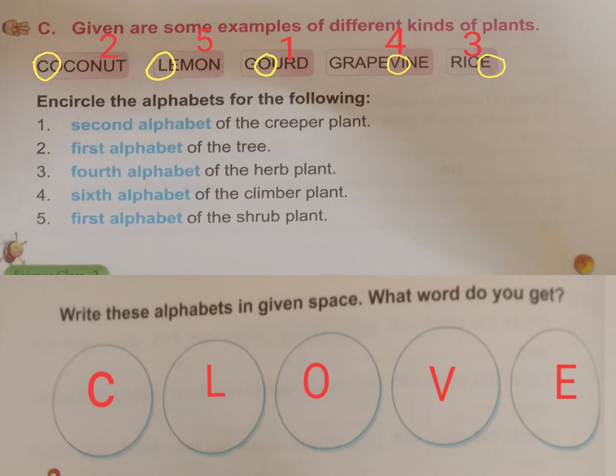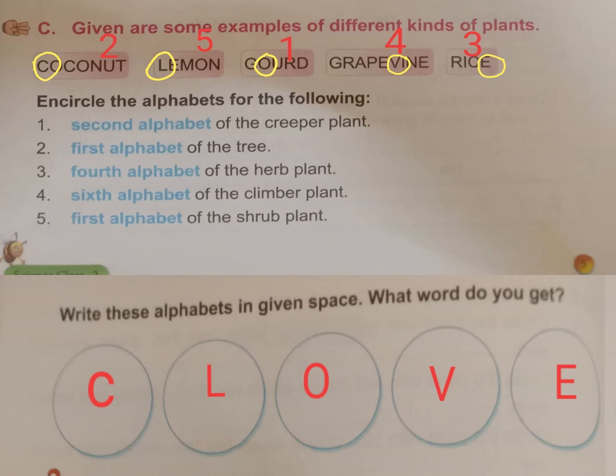Okay. Now third one, fourth alphabet of the herb plant. In this example, which is the herb plant? Rice. Are you correct? Rice. Okay, what is the spelling of rice? R-I-C-E. You want to circle the fourth alphabet. Which is the fourth alphabet in this rice? R-I-C-E. You want to circle the fourth one, E.